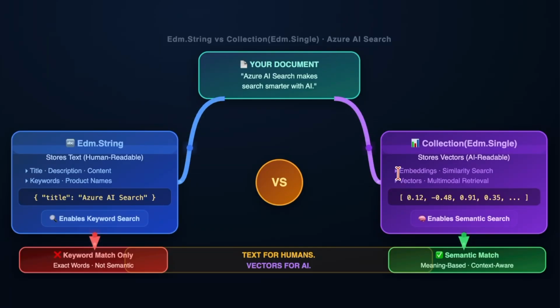Hi everyone, today I want to explain something that trips up almost everyone who's new to Azure AI Search, and honestly, even experienced developers get this wrong. We are talking about two field types, Edm.String and Collection(Edm.Single). Now those names sound really technical, but I promise by the end of this video, you'll understand exactly what they mean, why they exist, and when to use each one. Let's jump in.